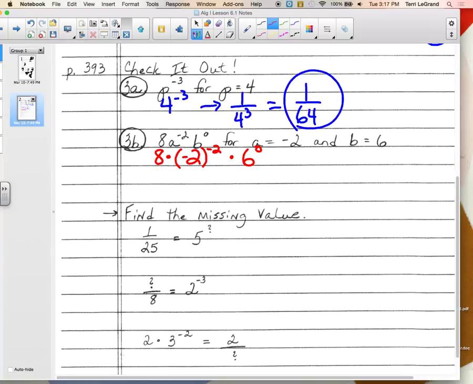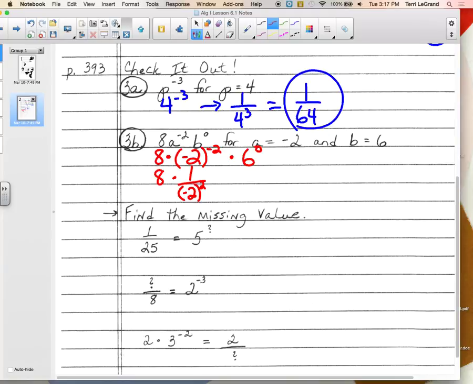Okay, can 8 be simplified? No. 8 is 8. How about -2 to the -2 power? Do we need to simplify that? Yeah. What are we going to simplify it to? Don't go there quite so fast. 1 over -2 to the +2 power. Don't skip these steps. Especially when we start working with variables, it's going to get confusing if you do.